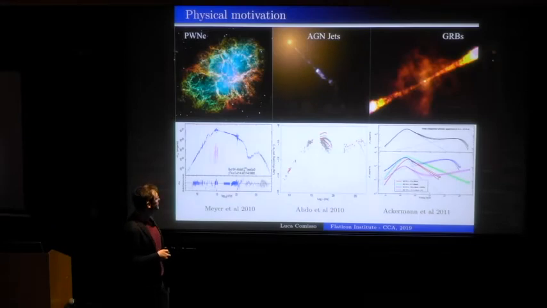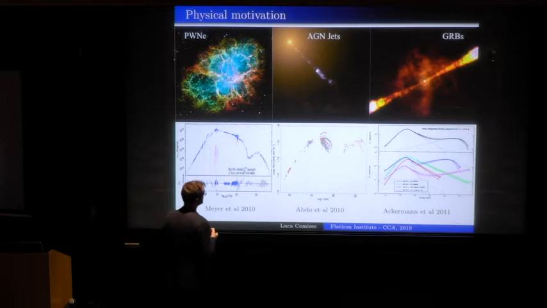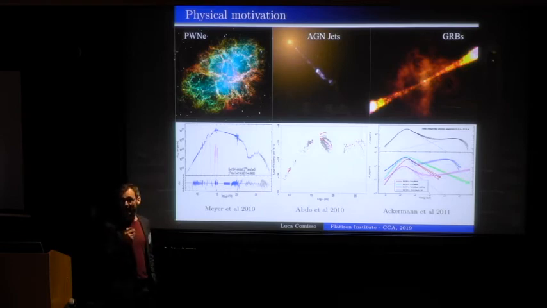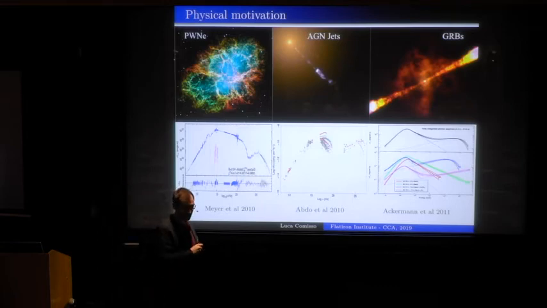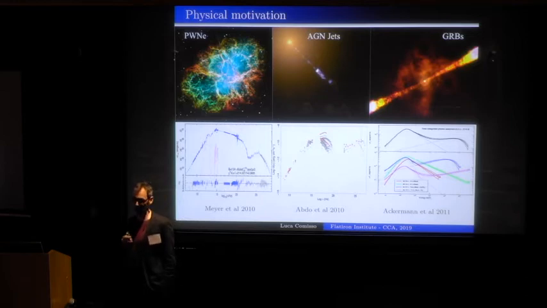So let me give you some brief motivations. There are many objects of a different variety out there in astrophysics. I just put 3 of them here that are characterized by the high magnetization: pulsar wind nebula, active galactic nuclei jets, gamma ray bursts. But many of the things that I'm going to discuss are applicable also to the sun and other environments. They show a distinctive non-thermal broadband spectrum of radiation. They all have these kinds of features.